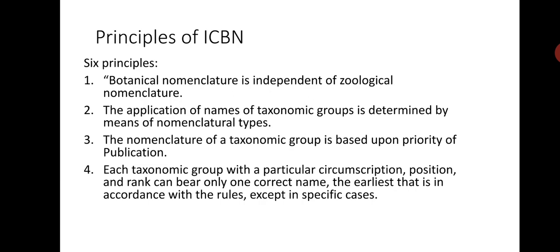Next, moving on to the second principle, which states that the application of names of taxonomic groups is determined by means of nomenclatural types. For vascular plants such as grasses, a nomenclatural type is a herbarium specimen that has been deposited in a herbarium. A nomenclatural type anchors the meaning of a name. If there is an argument as to what kind of plant the author of a name meant by a particular name, one examines the type specimen.